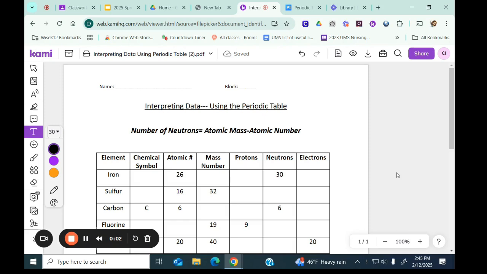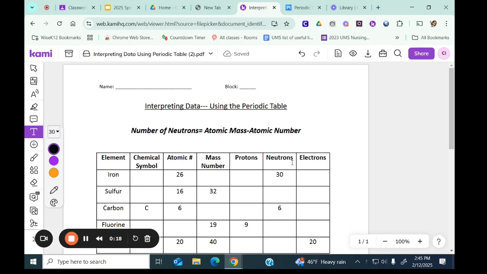So we are going to learn how to look at the periodic table and figure out how many protons, neutrons, and electrons are in these atoms, and also what their mass number and atomic number is.